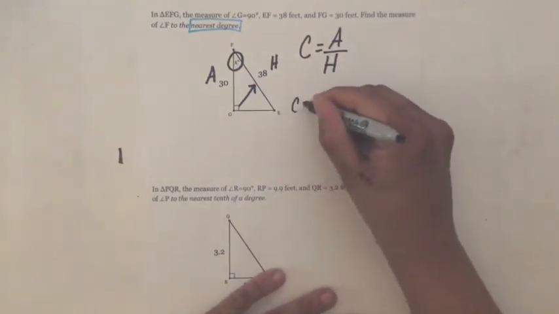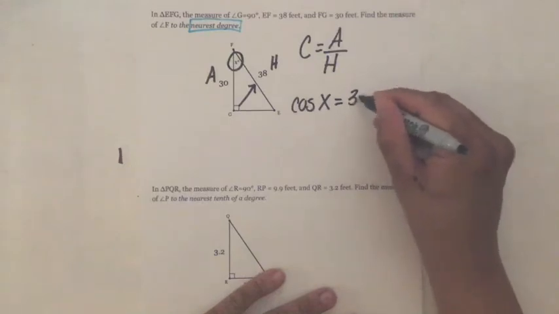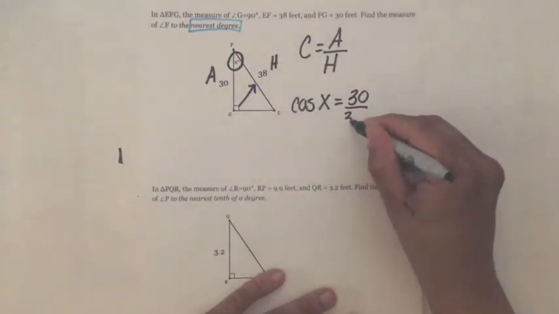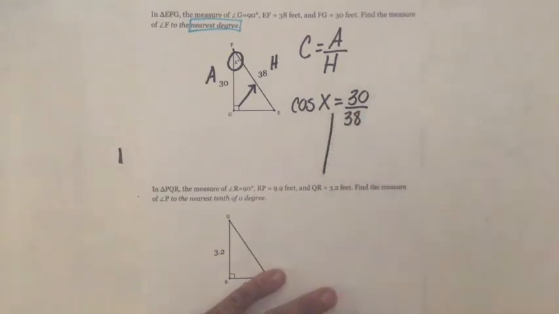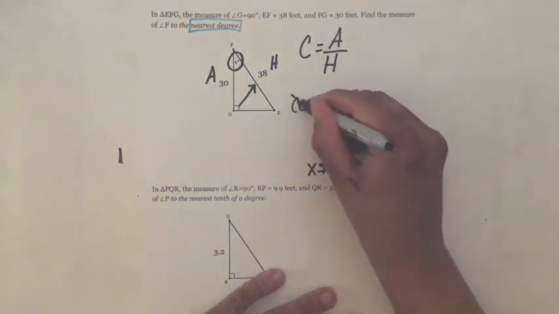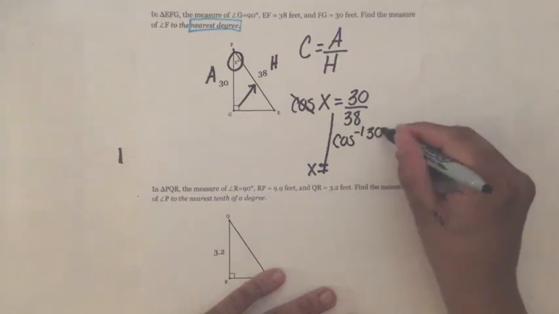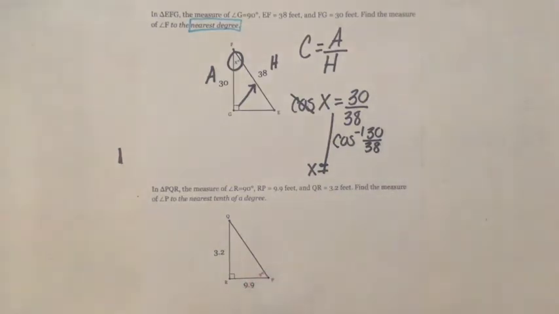So we remember that it's cosine of x is equal to adjacent, which is 30, over the hypotenuse, which is 38. So we draw our line of separation here. We do x is equal to, so we need to get x by itself, so we're going to cross out cosine, and cosine comes over as cosine inverse of 30 divided by 38. So we use the calculator in Delta Math, cosine inverse of 30 divided by 38 is equal to 37.8.